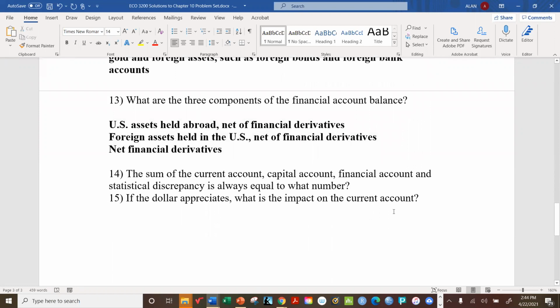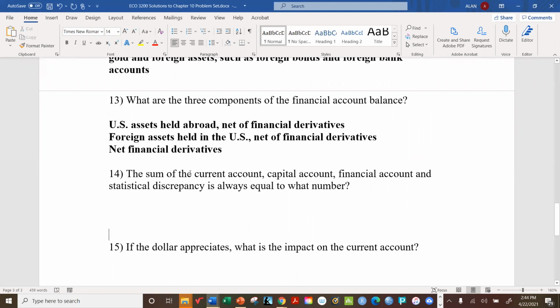The sum of the current account, capital account, financial account, and statistical discrepancy always adds up to zero. That's done by definition or by design. In fact, the statistical discrepancy is just there to make sure that this happens. It's like a fudge factor.